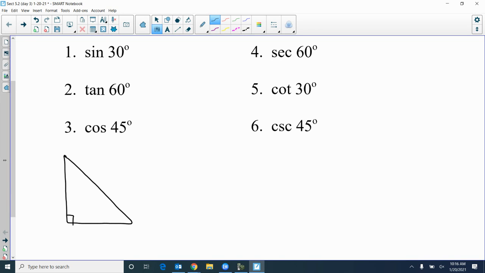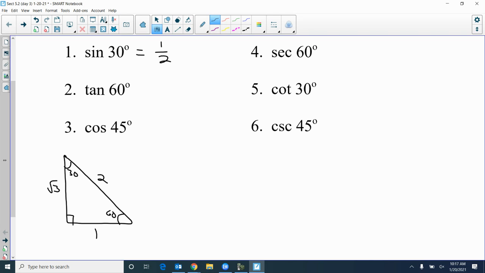So we have to know the 30, 60, 90 triangle. The way we create it, we use an equilateral triangle with side length 2. When we cut it in half, that cuts the bottom into 1, and we use the Pythagorean theorem to get square root of 3. As long as you have that, you should be able to get any of these that have the 30 degrees. So sine of 30 degrees is opposite over hypotenuse, 1/2.